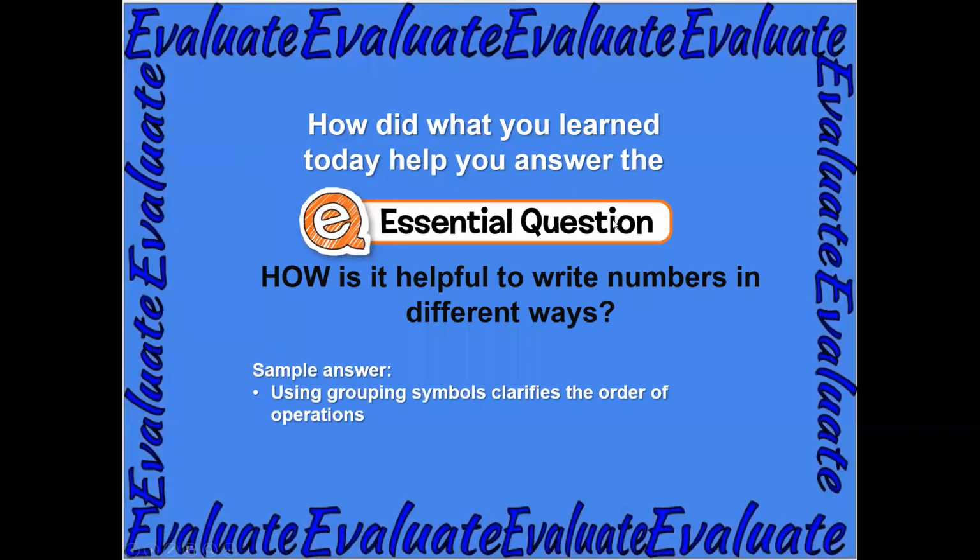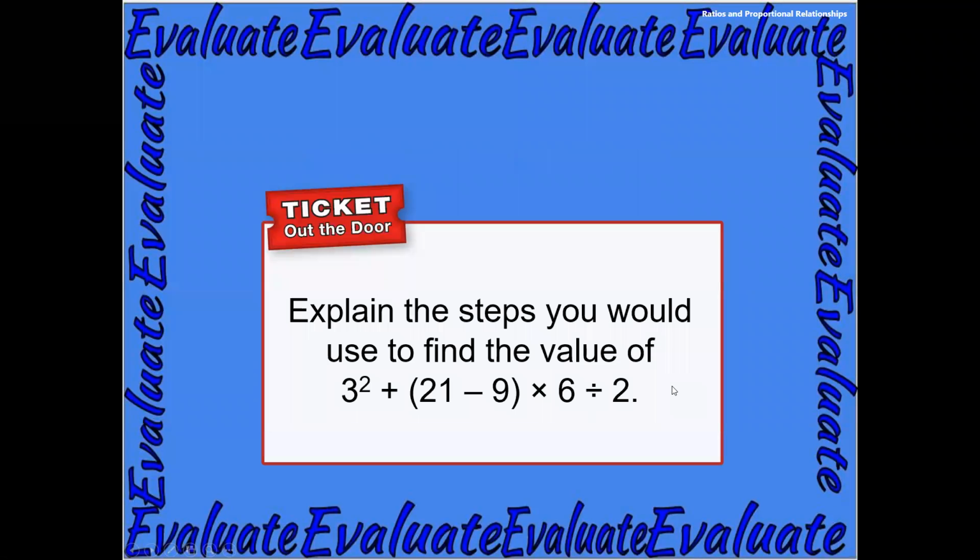How did what you learned today help you answer the essential question? How is it helpful to write numbers in different ways? Here's a sample answer. Using grouping symbols clarifies the order of operations. Explain the steps you would use to find the value of 3 squared plus 21 minus 9 times 6 divided by 2. So during class today, you will be able to explain to me what you would do first, second, third, fourth. Okay? That's all for now.